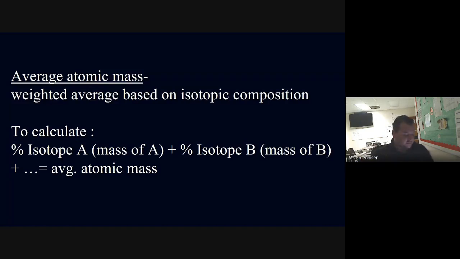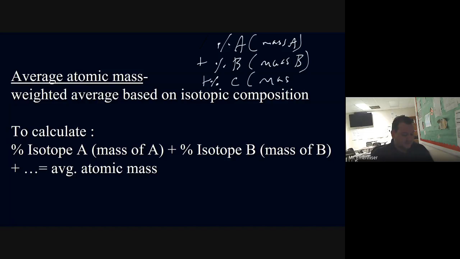You would take percent, well, you can't see what I'm writing because it's black. So percent A times the mass of A, add that to the percent B times the mass of B, plus the percent C times the mass of C, and then add all those up. And that'll give you the mass number in AMU.